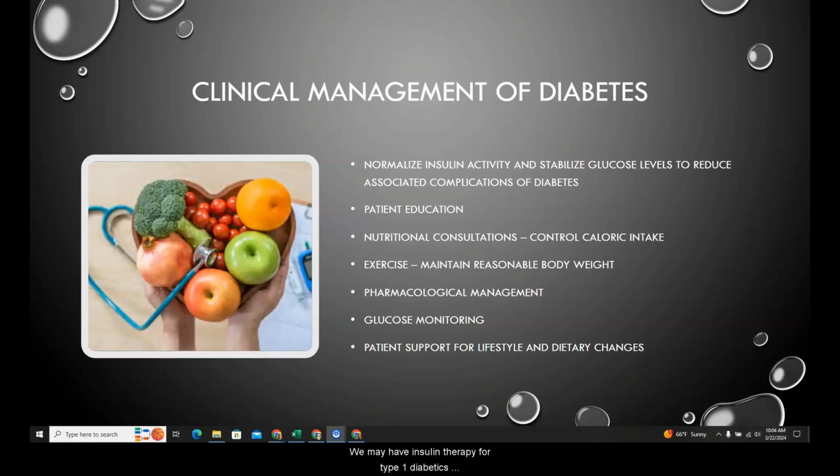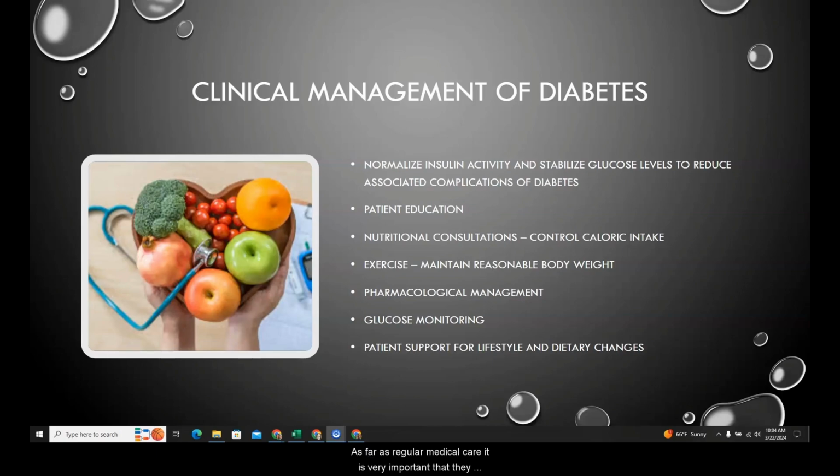We may have insulin therapy for type 1 diabetics. Sometimes type 2 diabetics will also end up on insulin. It just depends on the severity of their diabetes, their compliance with medications, or if their body just isn't responding well to medications like metformin, they might have to add in some insulin.